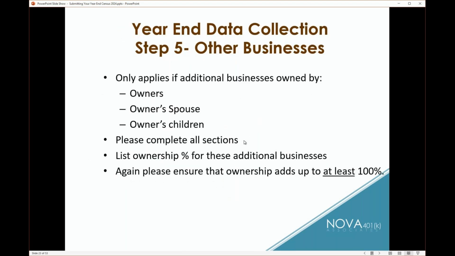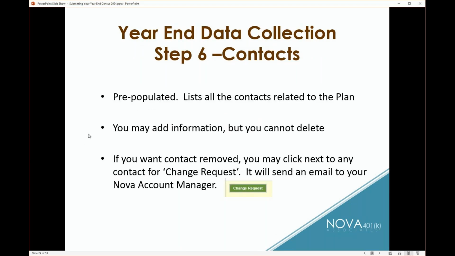And if they don't own any other businesses, then leave step 5 blank, hit save, and move on to step 6. Step 6 is also pre-populated with all the people that we have related to the plan as a contact in our system. You can add new contacts, but you cannot delete them. So if a contact needs to be changed or removed, then you can click change request next to any of the contacts' names, and it'll send an email to your Nova account manager, and they will update it on our end, okay? But you can add new contacts, which is great.